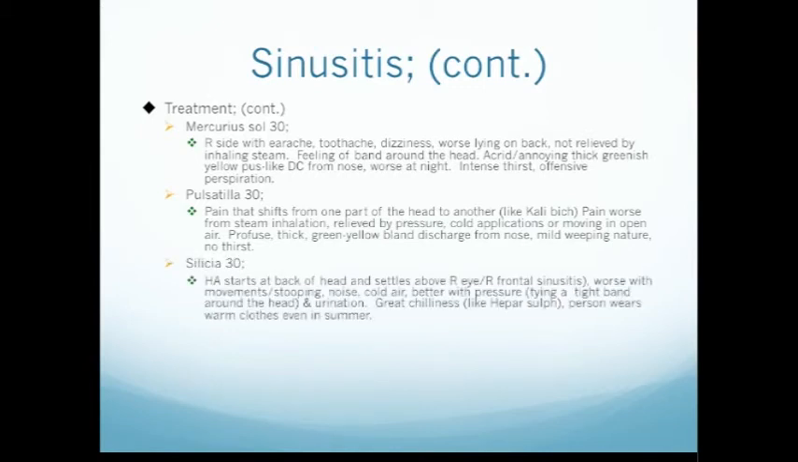Silicea 30 is good for a headache that starts at the back of the head and settles above the right eye and right frontal sinus. It's worse with movements, stooping, noise, cold air, better with pressure, tying a tight band around the head, and with urination. There may be great chilliness, like with that treated by Hepar sulph. The person wears warm clothes even during the summer.